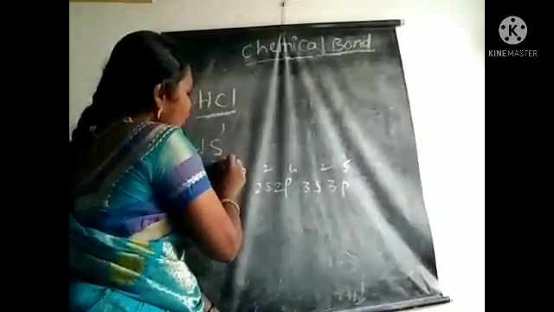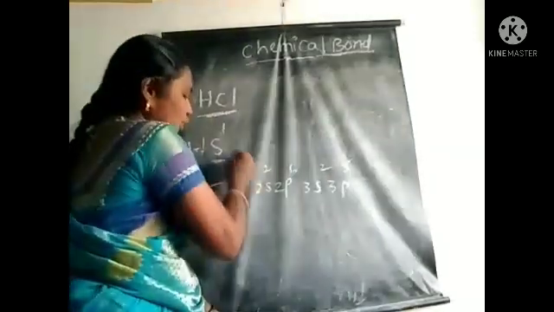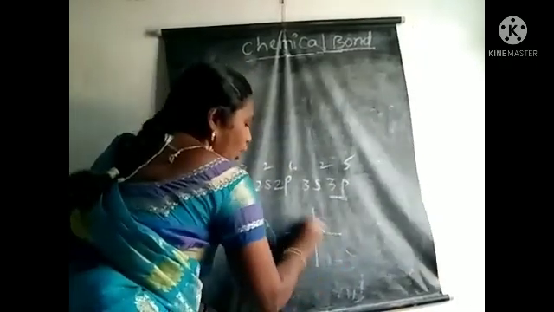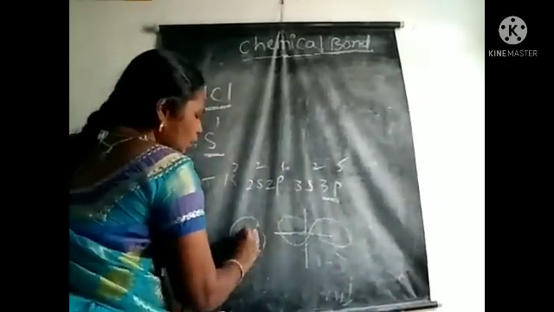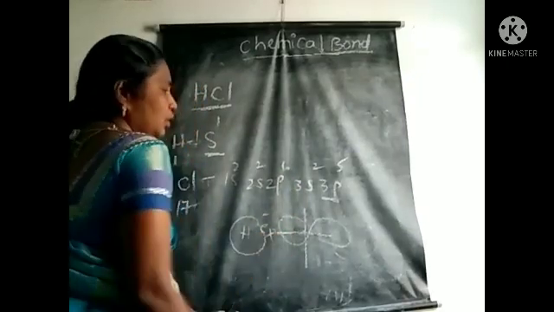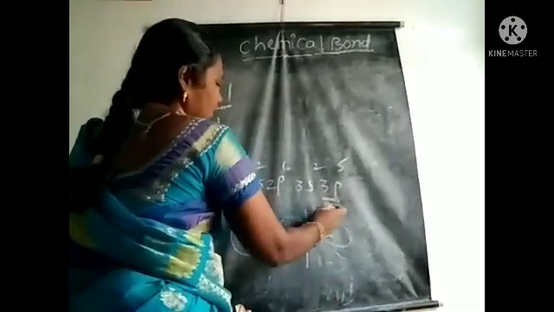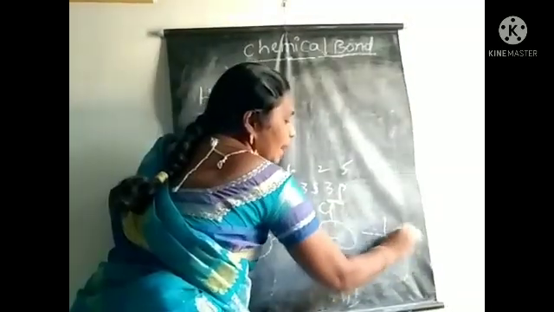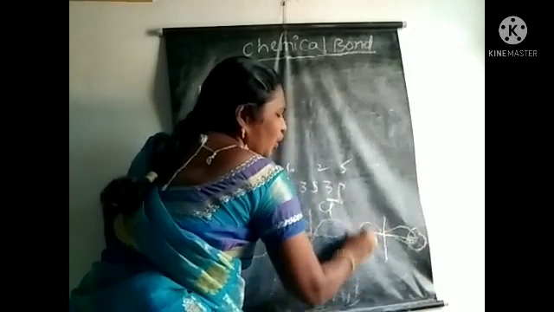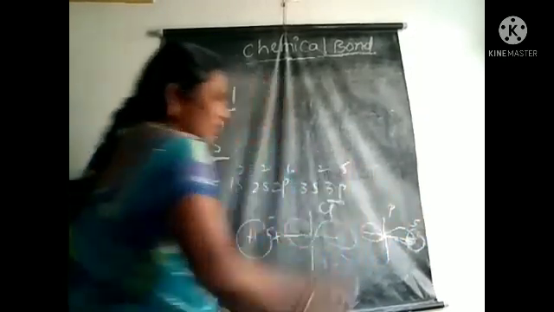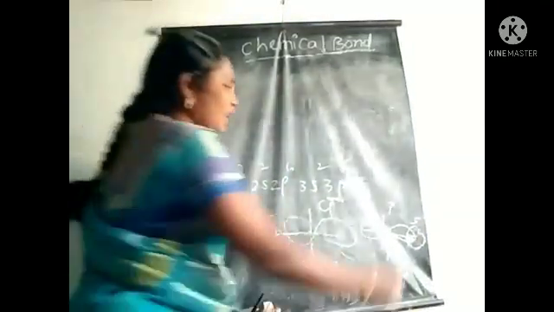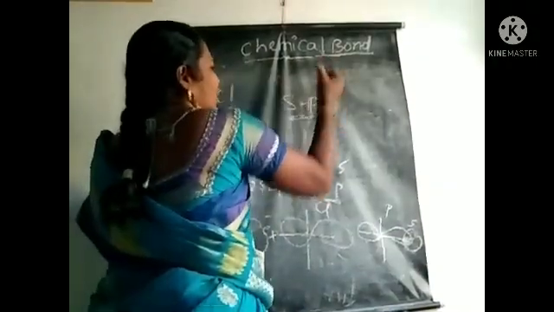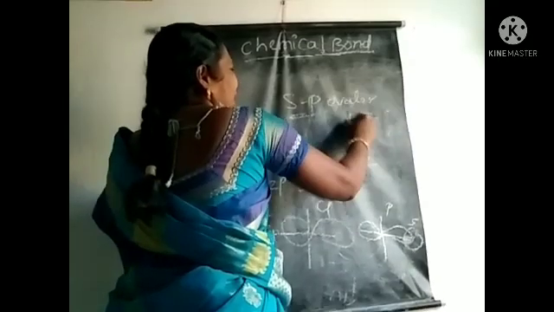Here, the outermost electron is present in the s orbital. Here, the outermost electron is present in the p orbital. Hydrogen contains one electron, and chlorine has its outermost electrons in the p orbital. There is an overlap between the p orbital and the s orbital. This is the example for s and p overlapping.